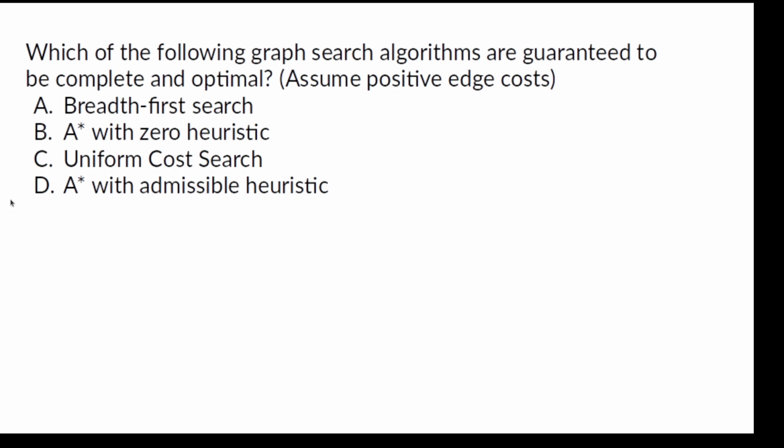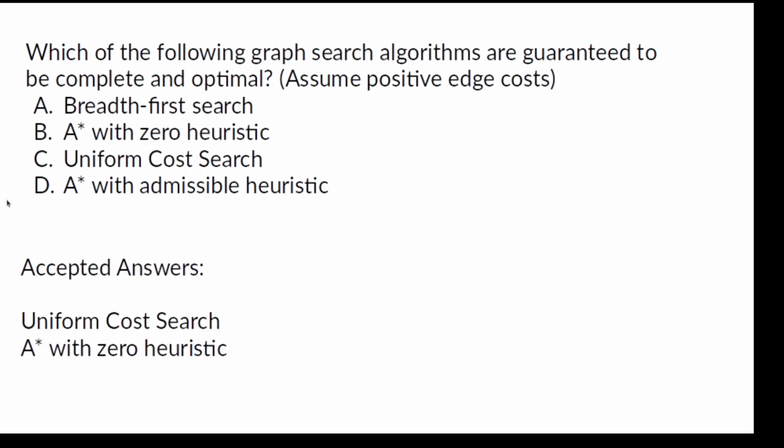Which of the following graph search algorithms are guaranteed to be complete and optimal? The answer for this question is uniform cost search, as you have already discussed in uninformed search. Uniform cost search is complete. If a solution exists, it will reach there, and it is always optimal. It will give you the solution which costs the minimum.